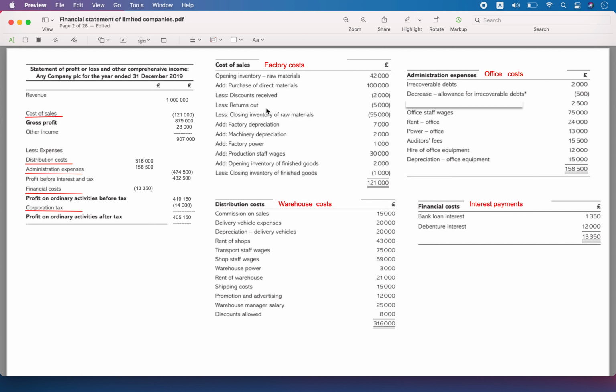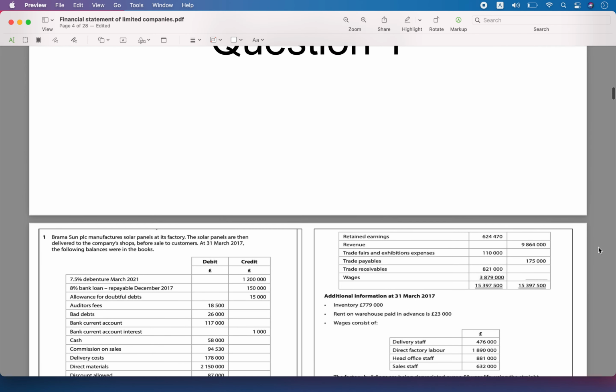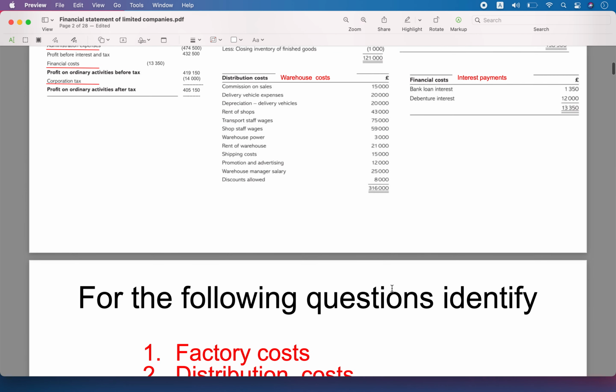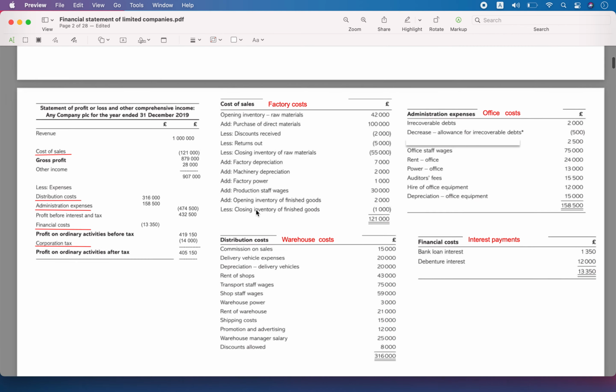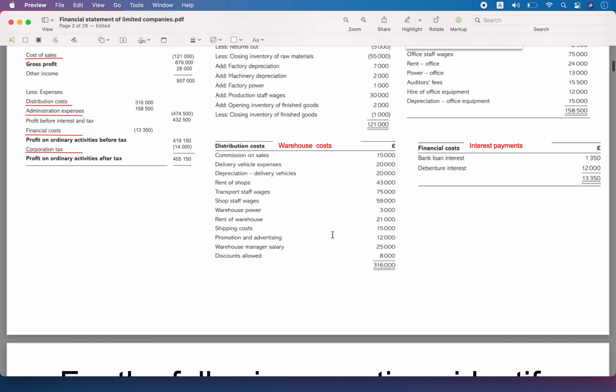These will be given in the exam sheets, and you will have to identify and put them under each cost, and then calculate the total cost, and then go about preparing the statement of profit and loss and other comprehensive income. So for each of these, you should be able to identify the different costs that fall under the factory. For example, you can identify this by seeing raw material costs and other costs coming as the factory costs, okay.